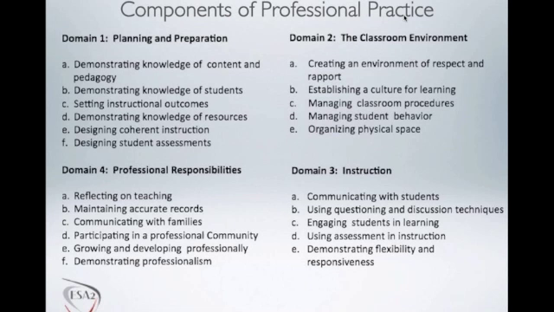This is a breakdown of each of the components under the domains, and you can see that, as I said, they're broken down by A, B, C, D, E, and F in some cases. Domains 1 and 4 have 6, and domains 2 and 3 have 5 components.